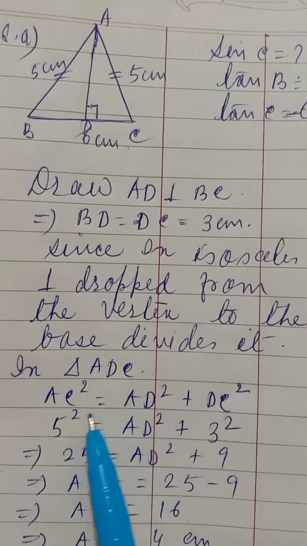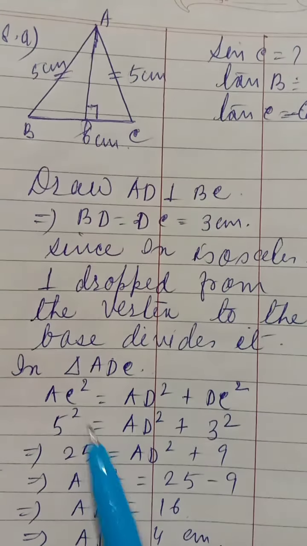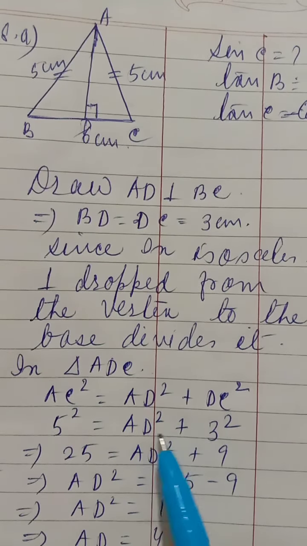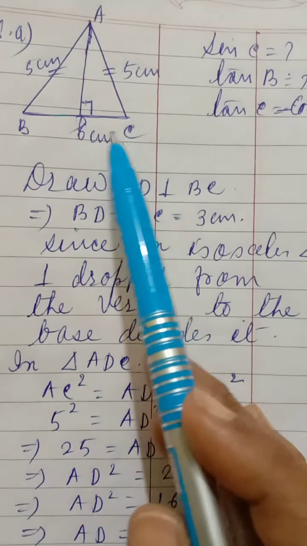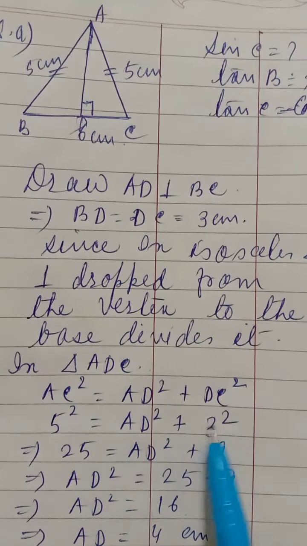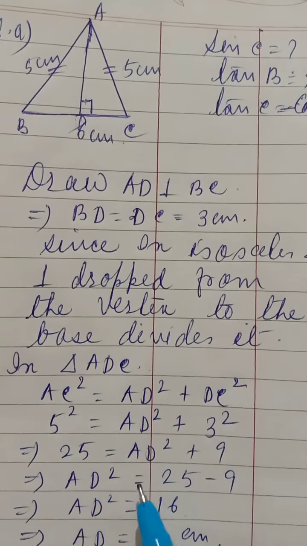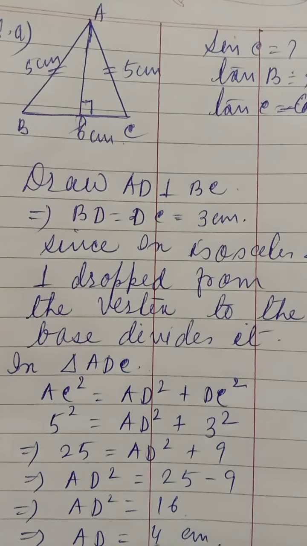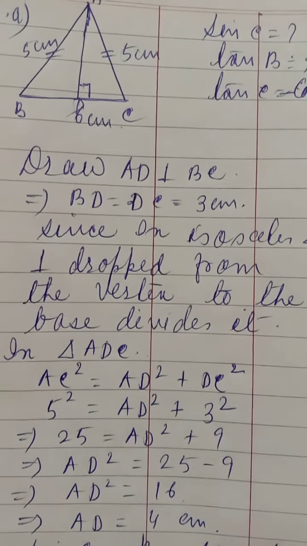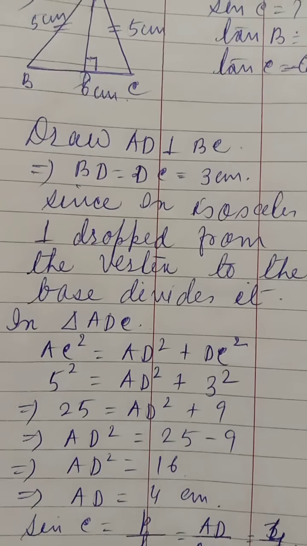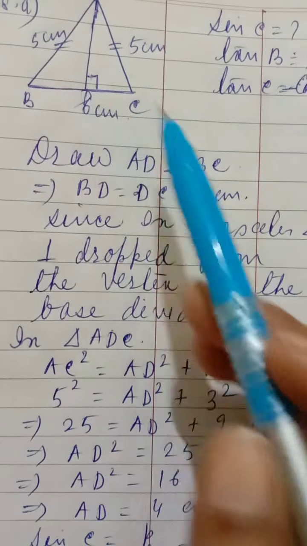Now AC is 5, so 5 square is equal to AD square plus DC, we got 3, so 3 square. So 25 is equal to AD square plus 9. Now AD square will be equal to 25 minus 9, that is 16. So AD will be equal to 4 centimeter. So we got all the sides we are having now.